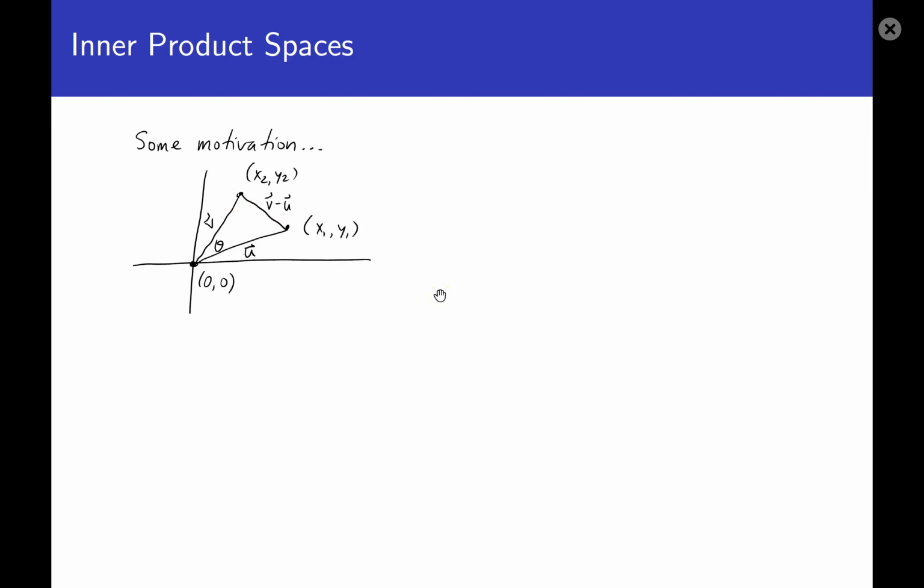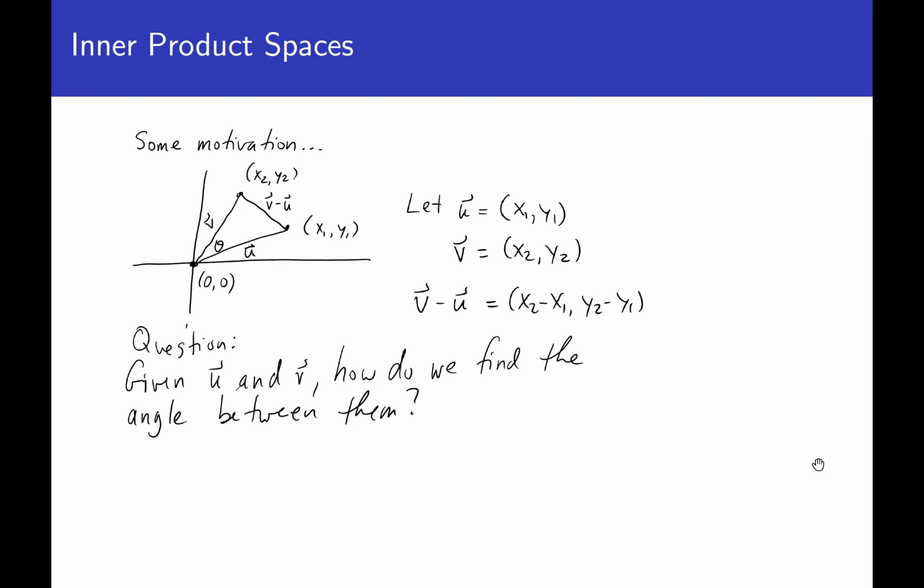But in general, we would have that u is equal to x1, y1, v is equal to x2, y2, and then v minus u is x2 minus x1, comma y2 minus y1. All right, so if I'm given those two vectors, u and v, how can we find the angle between them?